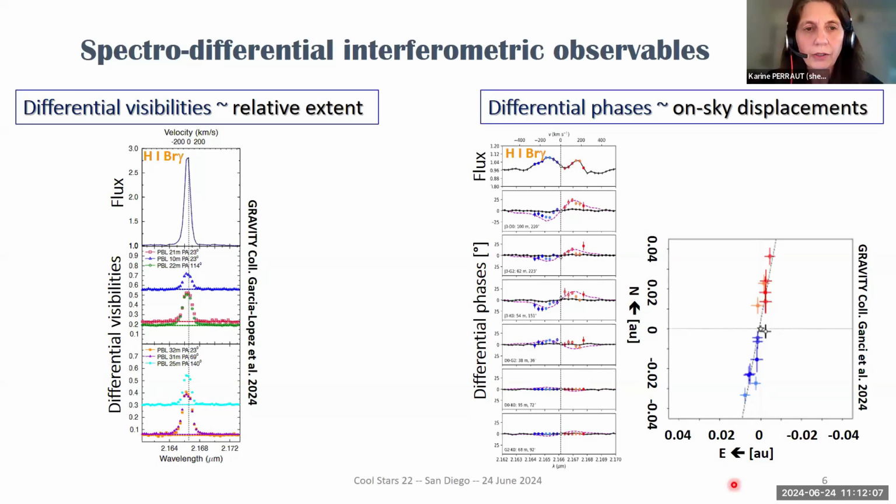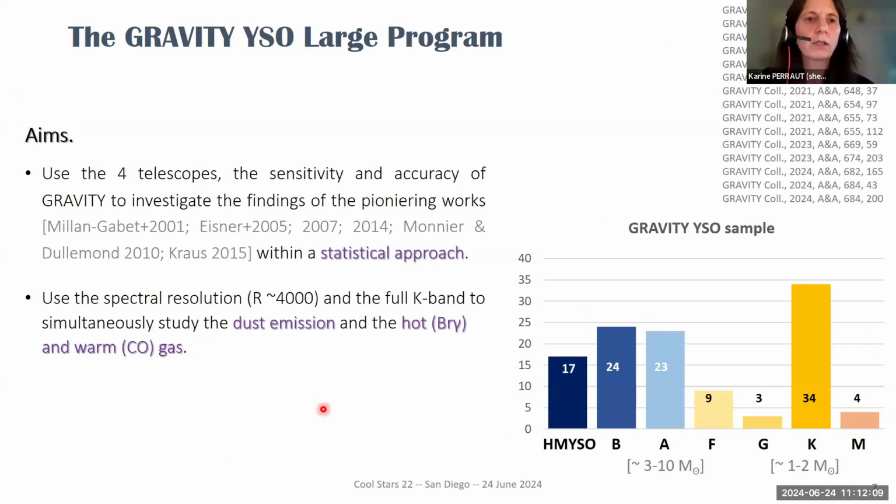So we have led a large program with the GRAVITY guaranteed time of the consortium. And this is our sample today. We have about 40 T Tauri stars, so class II low-mass stars. We have almost 60 Herbig stars, so intermediate mass, and more than 15 high-mass YSOs.